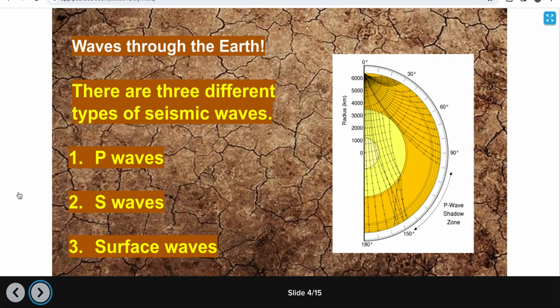So there's 3 types of seismic waves that we are going to be talking about. First are P waves. Next we have S waves, and then lastly we have surface waves.